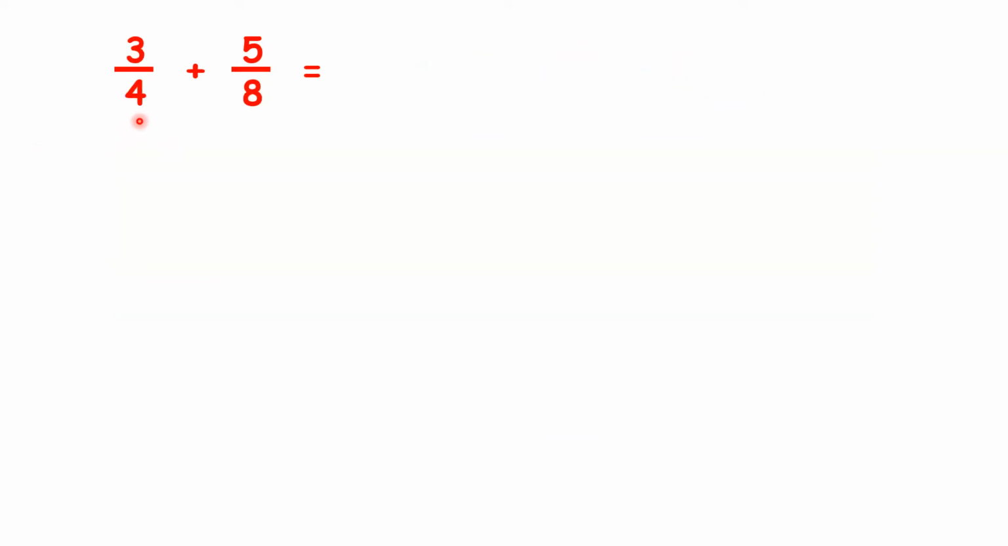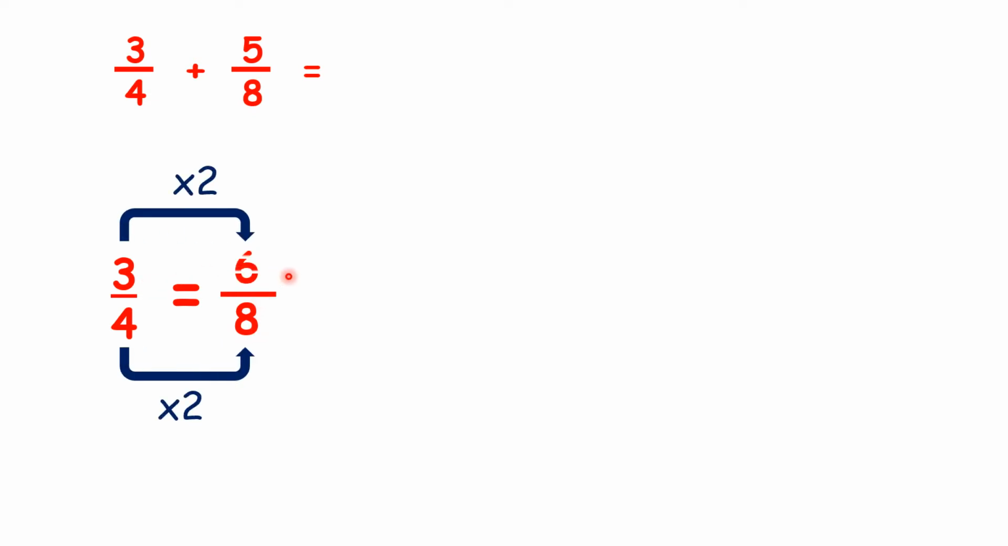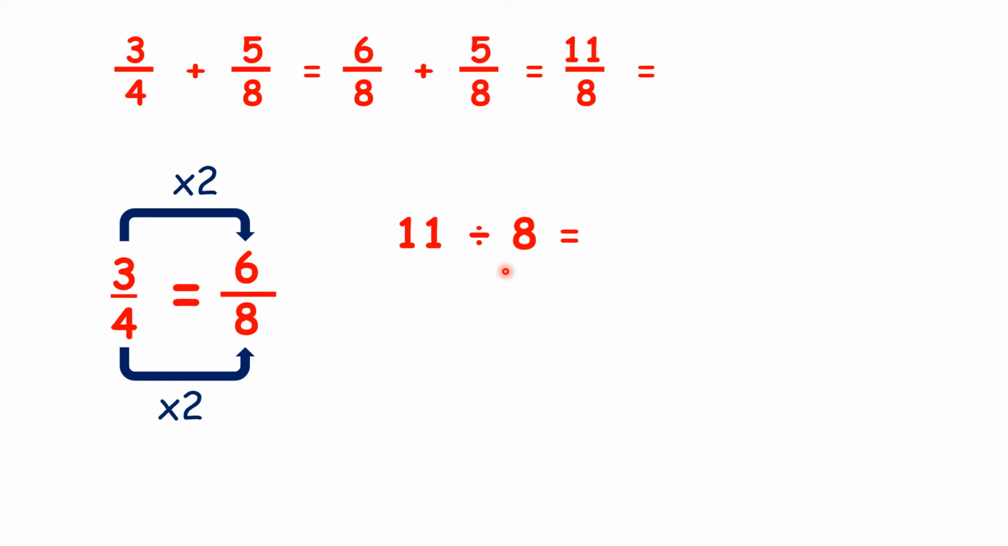So now, what is 3/4 plus 5/8? Well, we can change quarters into eighths. 3/4 is 6/8. So we can answer 6/8 plus 5/8. That gives us 11/8. But to change it to a mixed number, we need to divide. And because we get 1 remainder 3, our answer is 1 3/8.